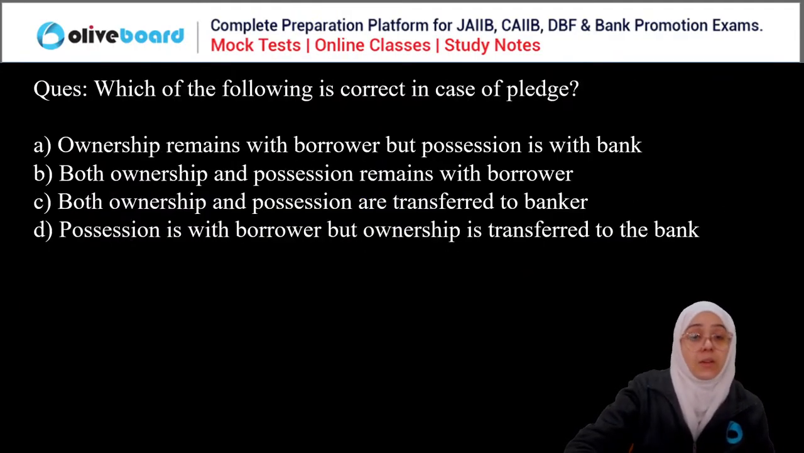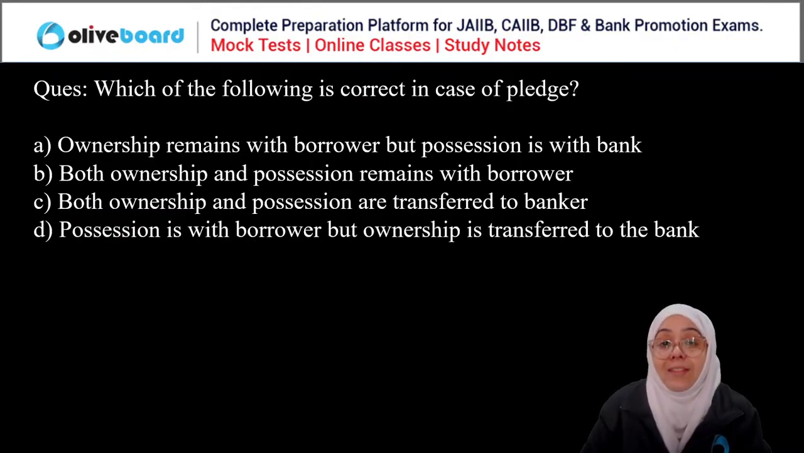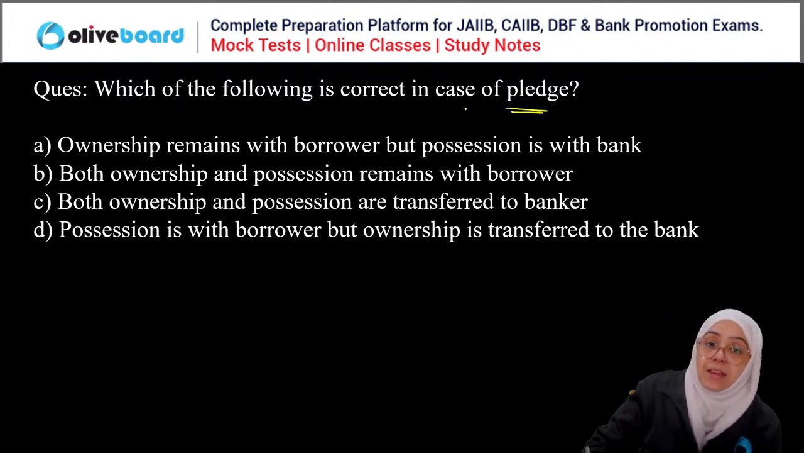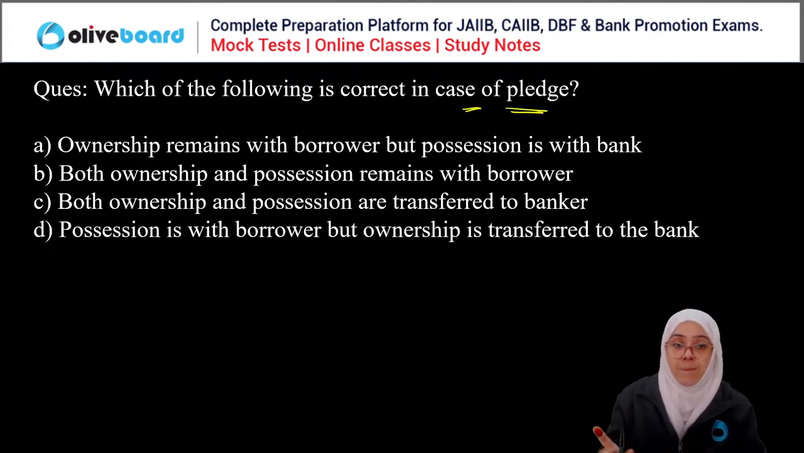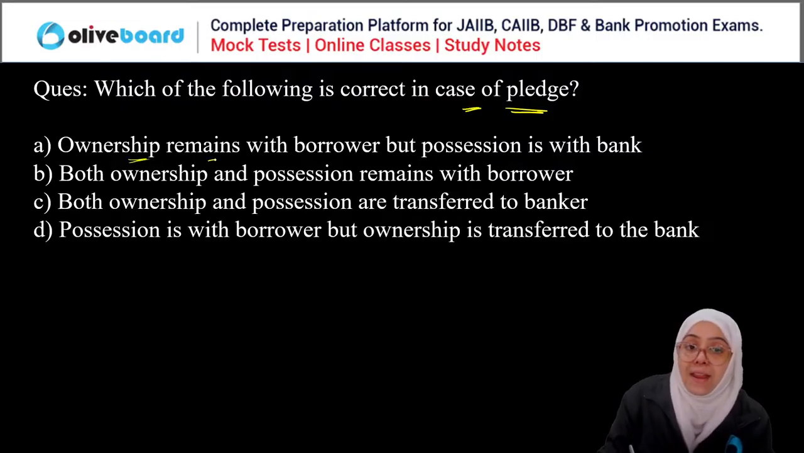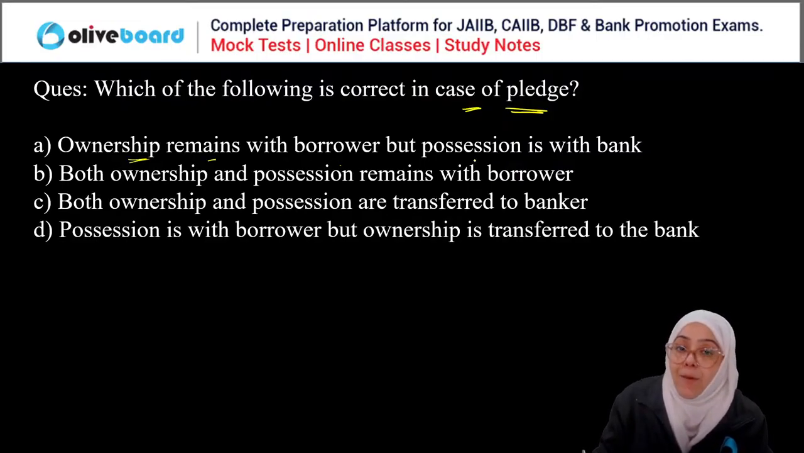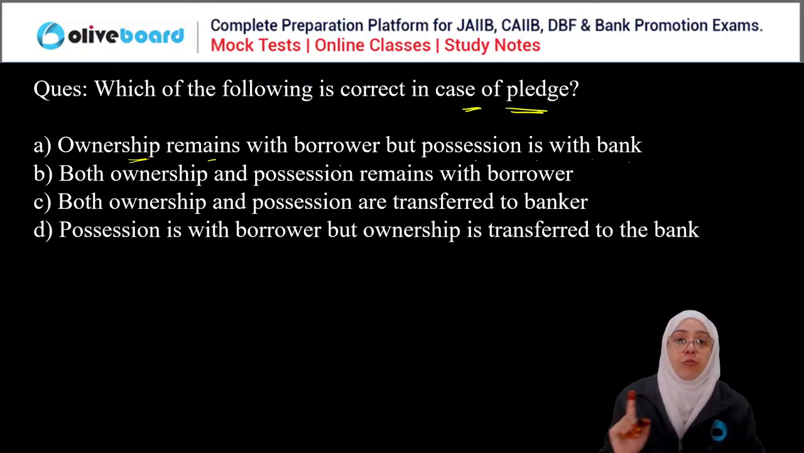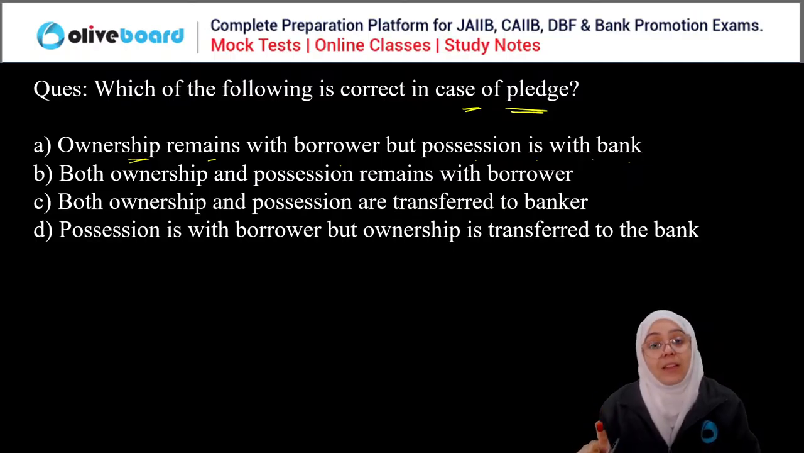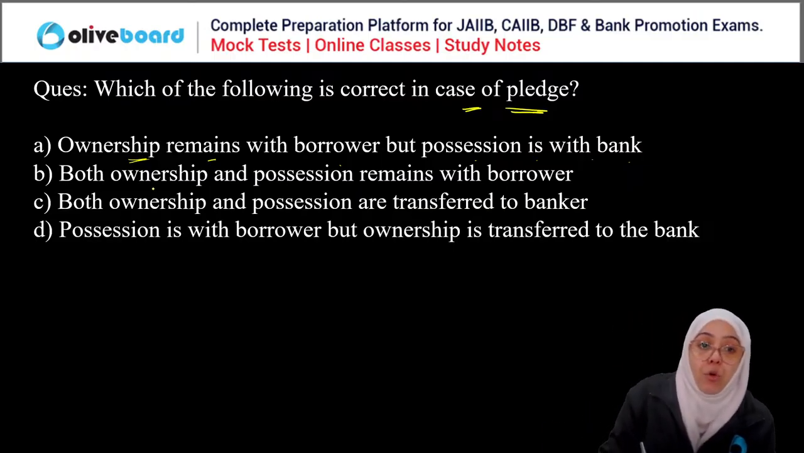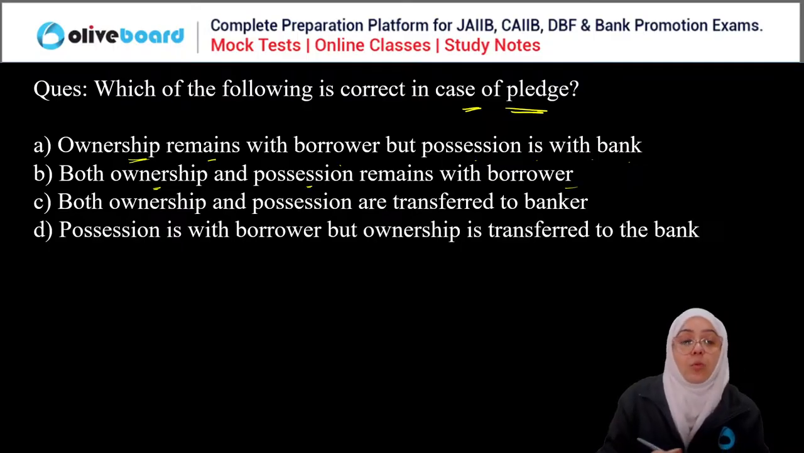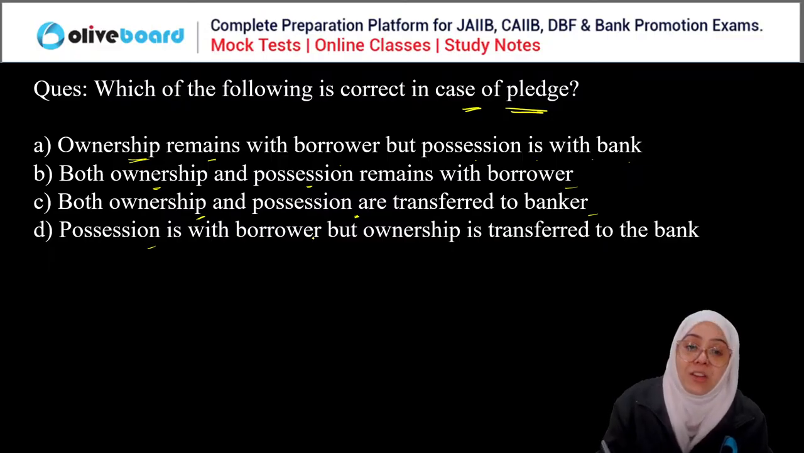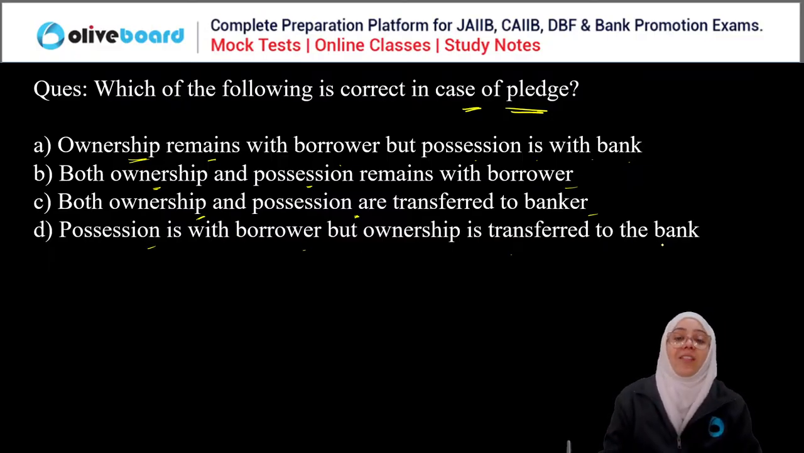Okay. Now, next question. Which of the following is correct in case of pledge? First, ownership remains with the borrower, but possession is with the bank. Second, both ownership and possession remain with the borrower. Third, both ownership and possession are transferred to the bank. Fourth, possession is with the borrower, but ownership is transferred to the bank.